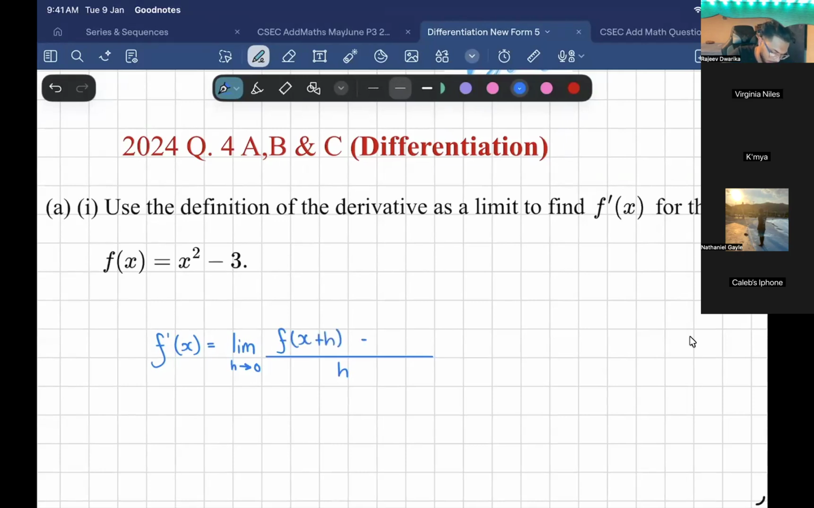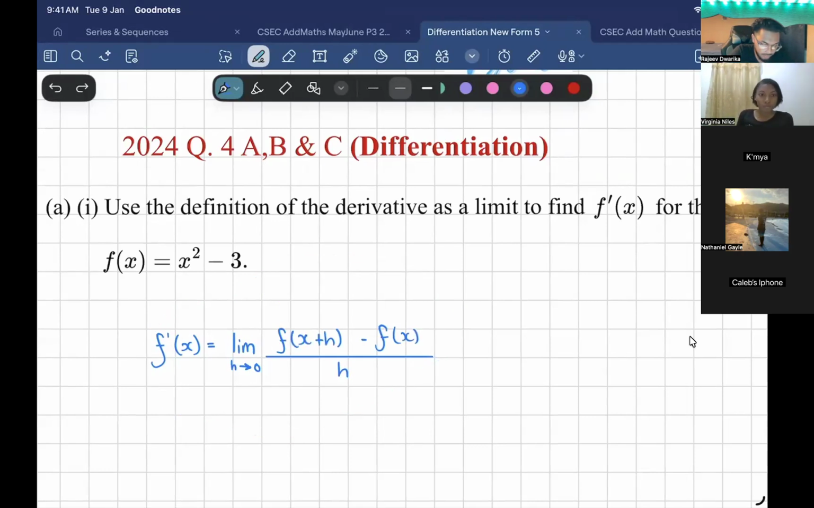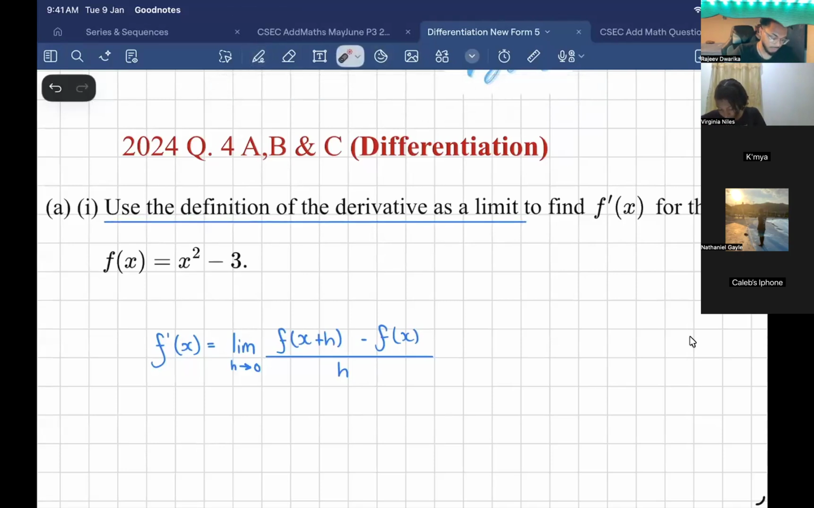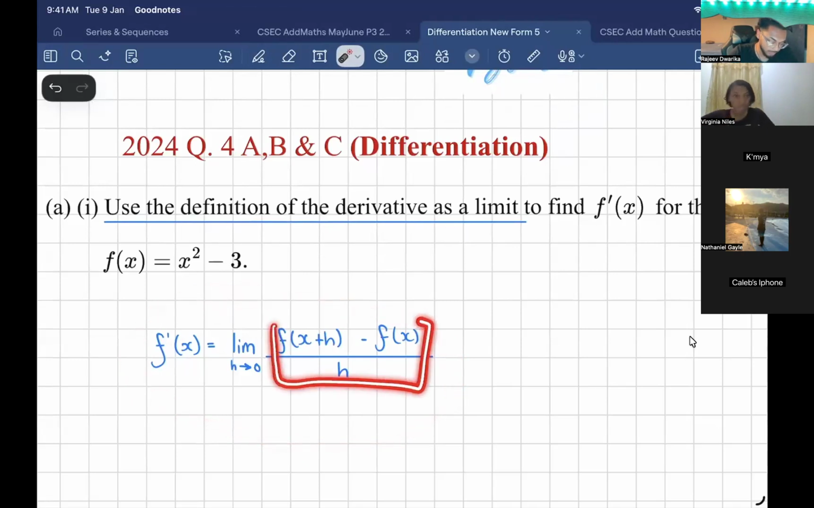Minus f of x. Okay, Caleb, you had attempted the question. Did you use this formula or no? Be honest. Nah, okay. They said use the definition of the derivative as a limit. If they say something like that, they want you to solve it using this. That's what they mean. So this is the definition of the derivative as a limit.